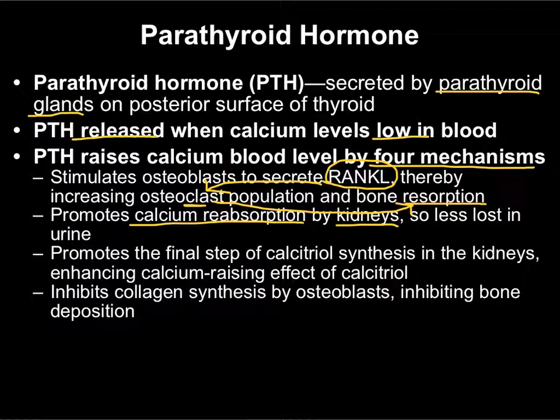Number 3, parathyroid hormone stimulates calcitriol synthesis in the kidneys. We'll talk about what calcitriol does in just a moment. But calcitriol also raises blood calcium levels, and parathyroid hormone stimulates calcitriol synthesis, thus promoting blood calcium.